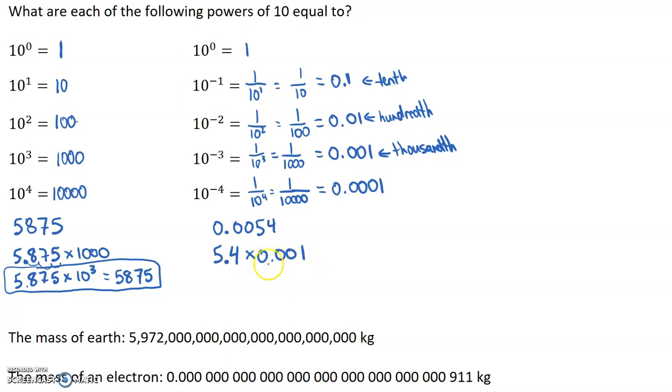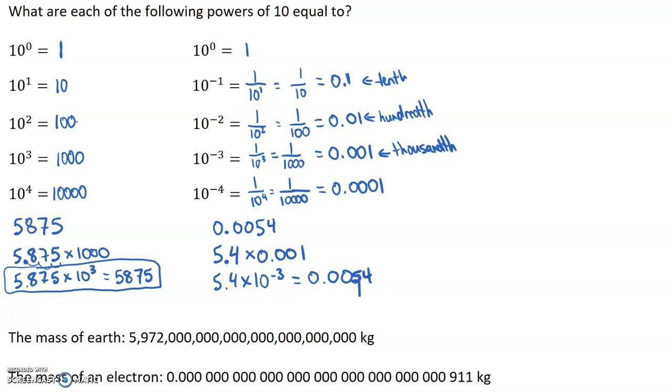Right? If you think about it, if you multiply those two together, the decimal place is going to go over 1, 2, 3 places, and you're going to be left with 0.0054. Well, that's the same thing as saying 5.4 times 10 to the negative 3, as I already noted. And that is equal to this. What's the trick? The trick is this.